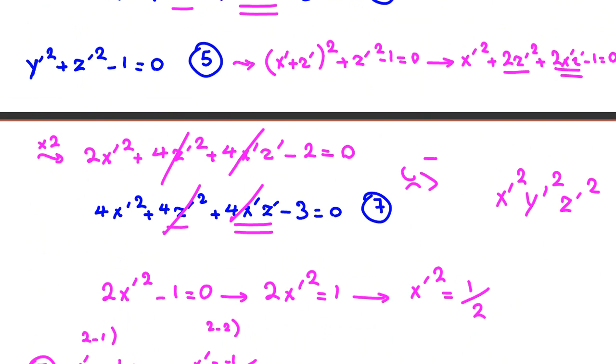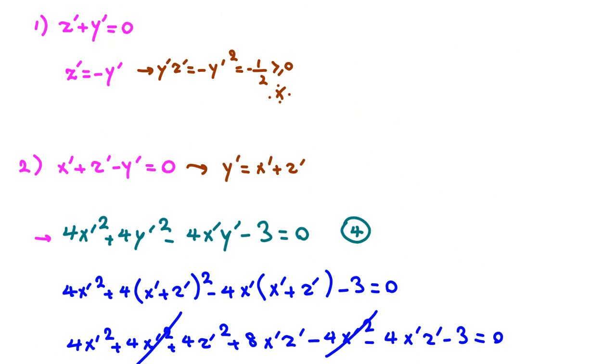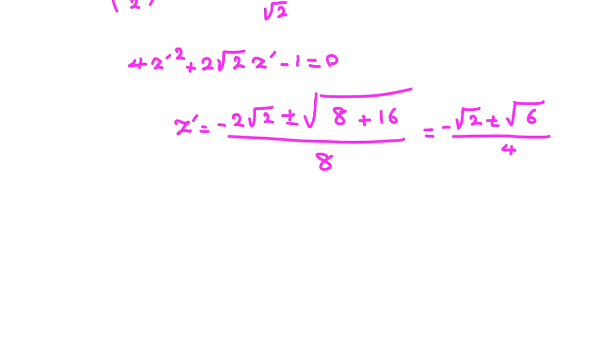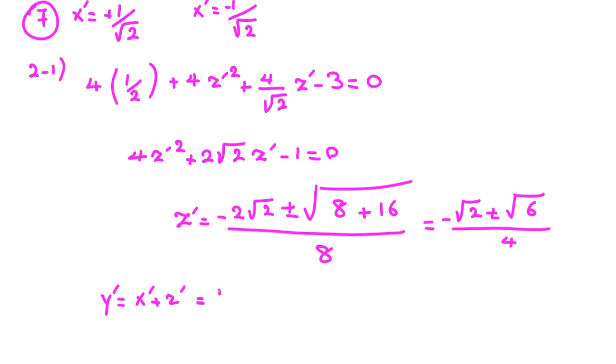Now if we want to calculate y prime, we should use this identity. We've calculated z prime. We found that y prime equal to x prime plus z prime. X prime is what? Plus 1 over root 2. So we should add negative root 2 plus minus root 6 over 4. So there are two cases.